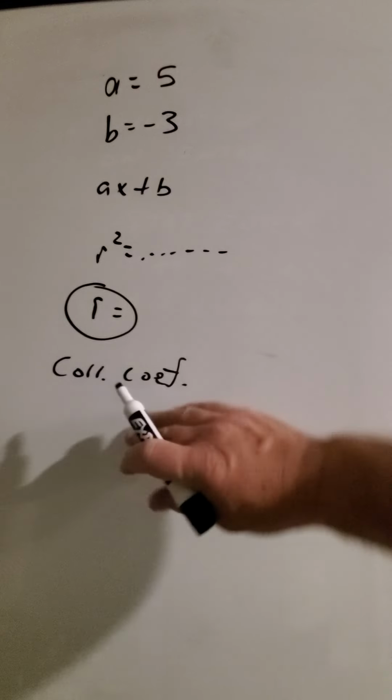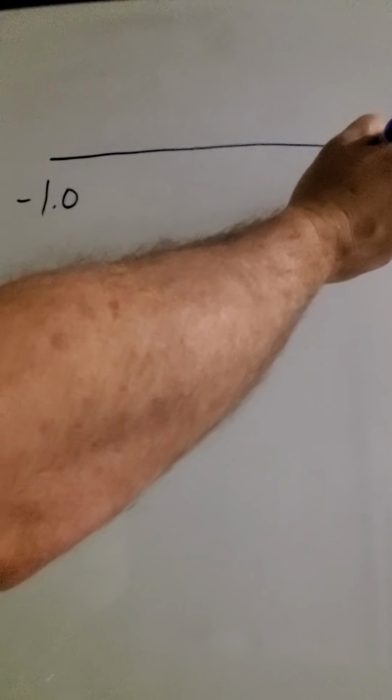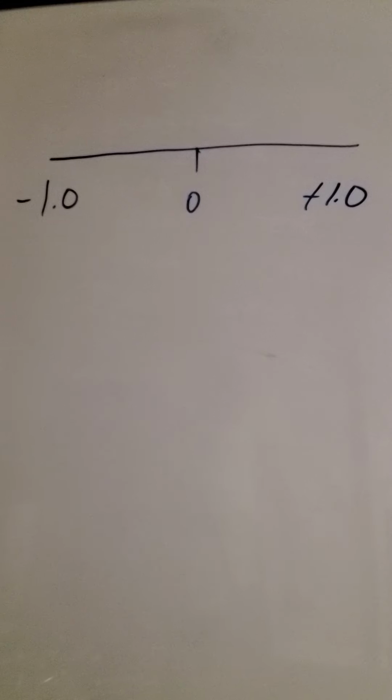And here's the general rule, okay? Correlation coefficients run from -1.0 to +1.0. Of course, what's in the middle? 0. Okay.